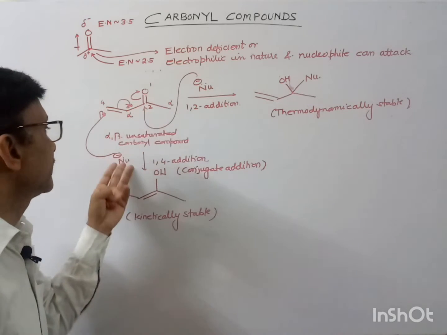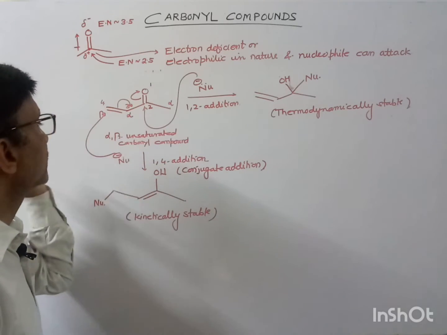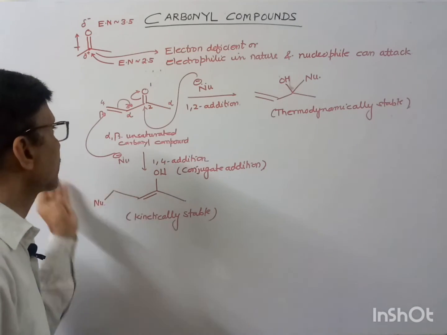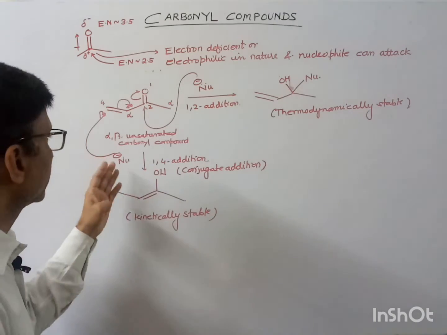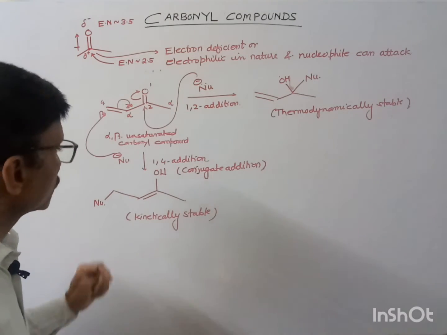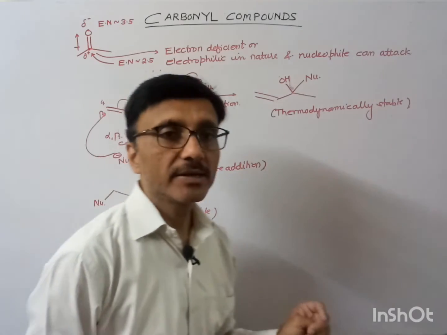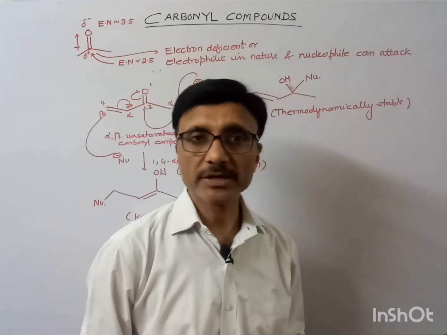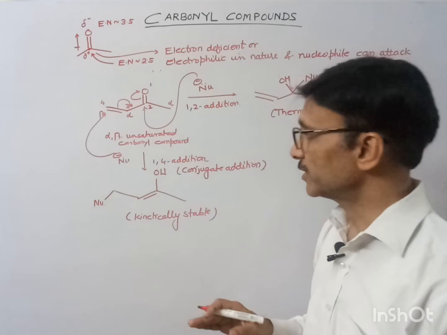This is the hindered side. This is the less hindered side. So the nucleophile can attack easily. Nucleophile can attack much more easily here. So this gives you the kinetically favored product, the much faster product, and this is the thermodynamic product.